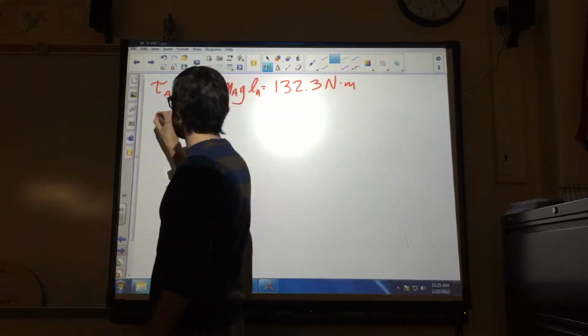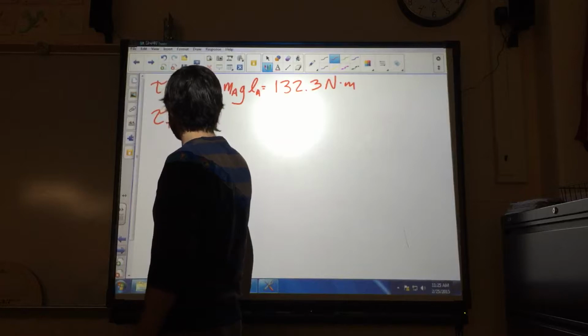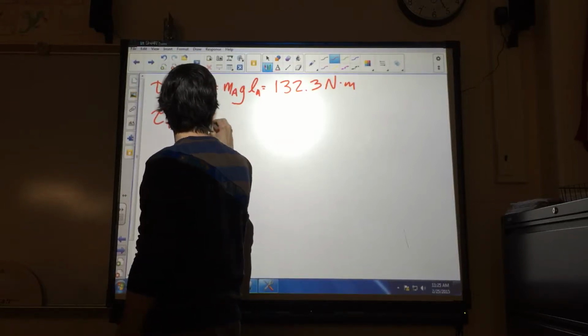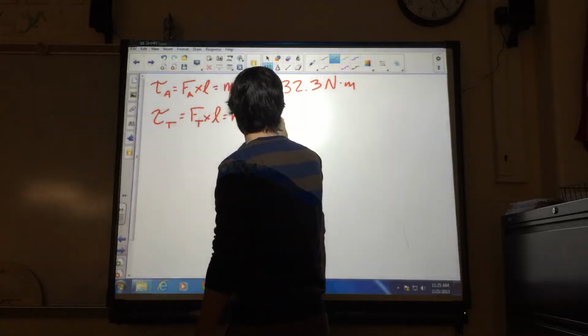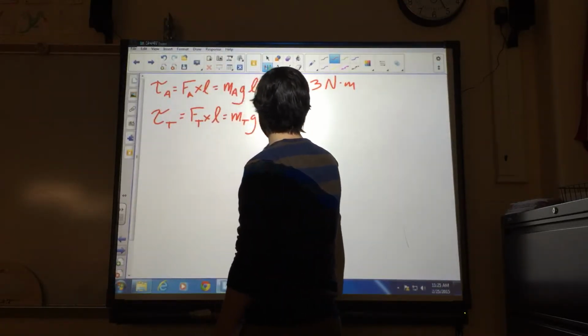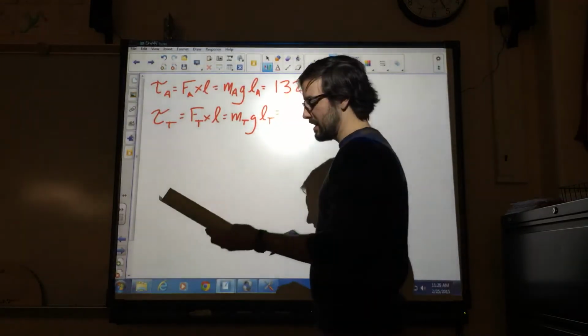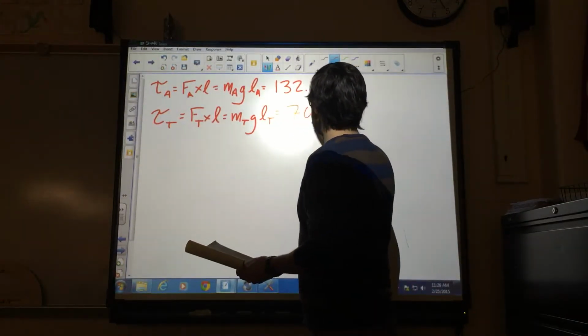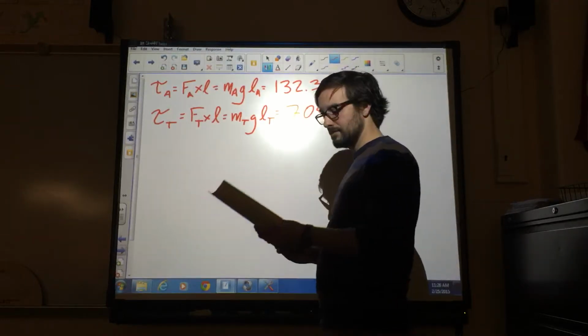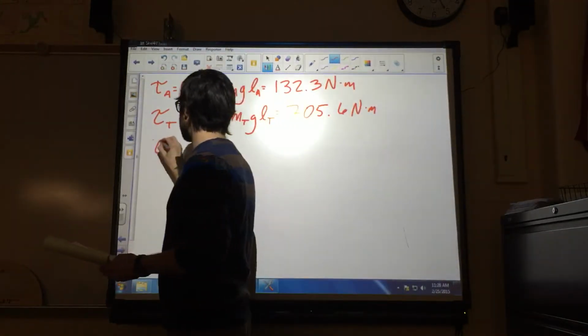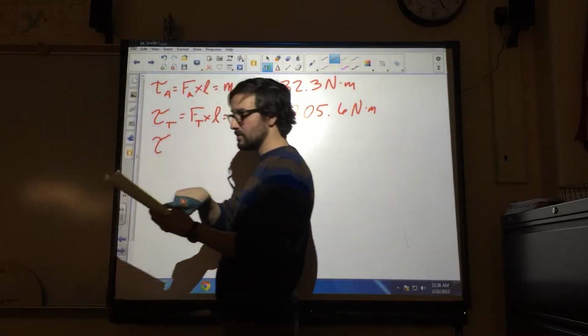The torque that exists due to the table, traveling horizontally, comes next. So F_t times the L, in this case, is the mass of the table times gravity times the distance between the table's center of mass and our fulcrum. That should work out to be 705.6 Newton meters.